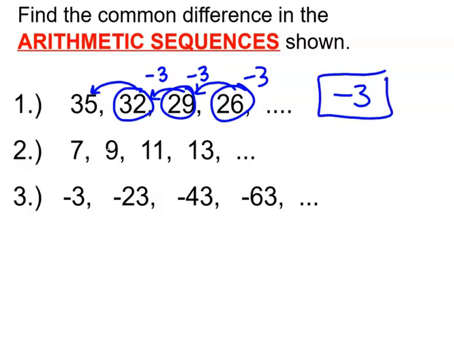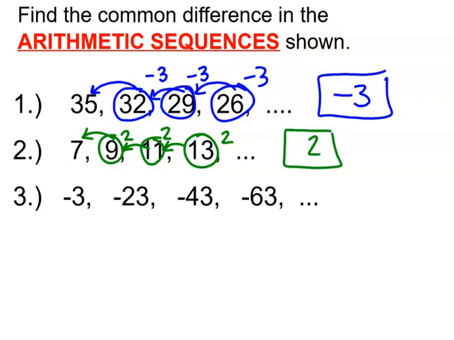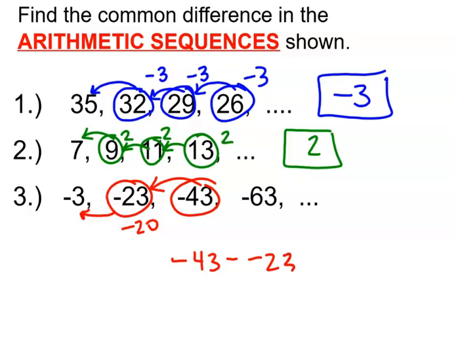For the second pattern, 9 minus 7 is 2. 11 minus 9 is also positive 2. And 13 minus 11 is also positive 2. That means it has a constant difference of 2. And for our last one here, negative 23 minus negative 3 is negative 20. Negative 43 minus negative 23 is also negative 20. So this sequence has a common difference of negative 20.